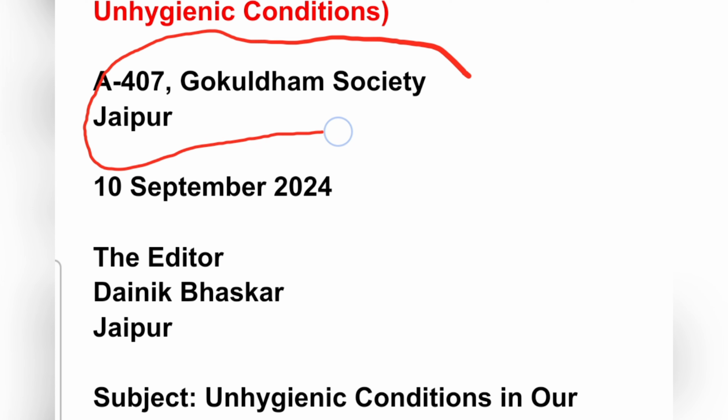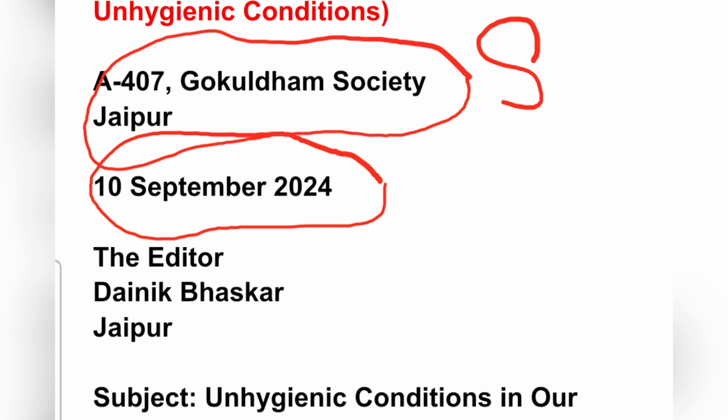So let's start with a letter to the editor, which is used to bring public issues to attention. So write your address at the top, so sender's address. Then leave one line and write date. After that, receiver's address. Then a subject, a clear short line about the complaint. Then the body of the letter. Divide the letter into three paragraphs.